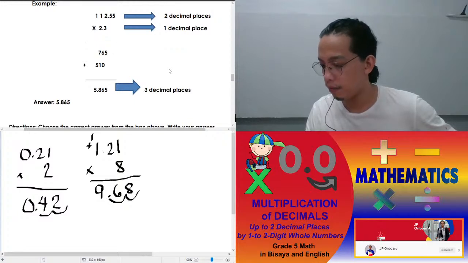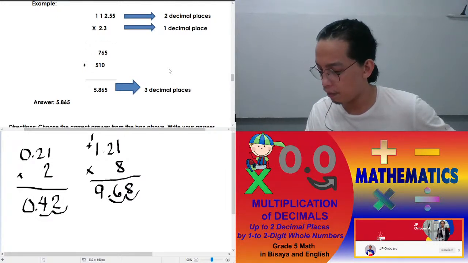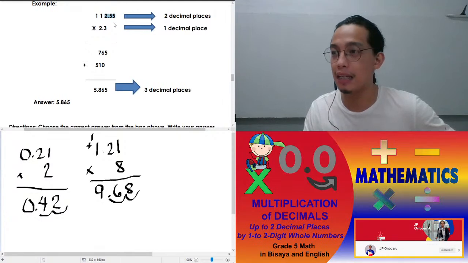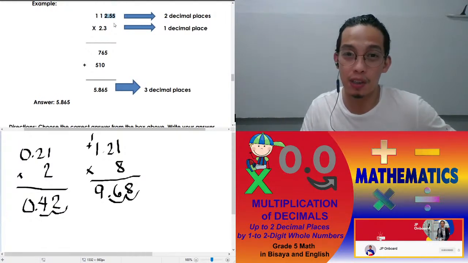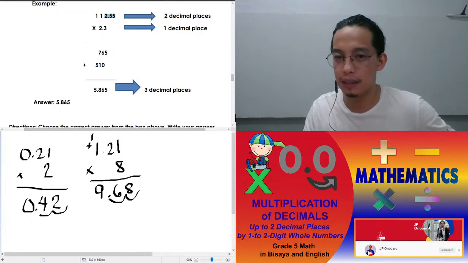Point 55 times... Okay, I think not. I think it's 2.55 times 2.3. Now our numbers are not aligned. It's actually 2.55 only times 2.3. The ones above are the ones that we carry. They are not aligned, so let's try to answer that.